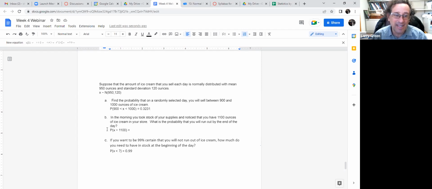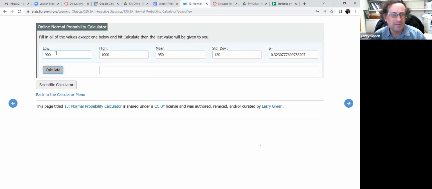So let's go find the probability that X is greater than 1,100. What's the low? 1,100. What's the high? Yeah, in this case, we need 6 nines, because we already have 4 digits for this low. Do you see that? So you should use 6 nines. We don't know the probability, so we leave that one blank. And we calculate.